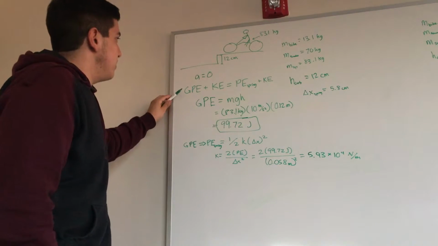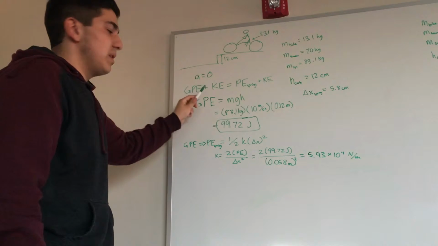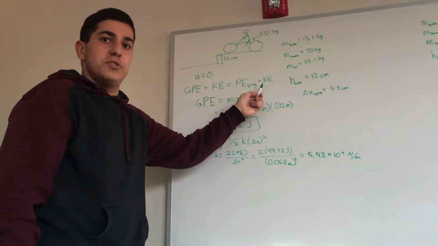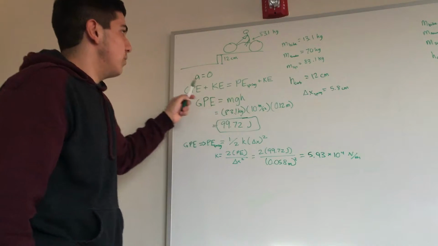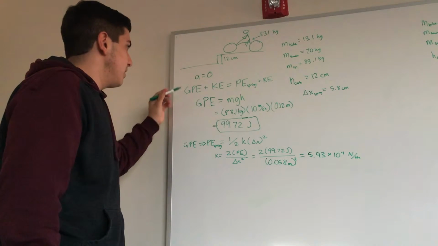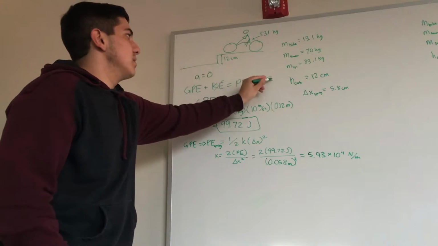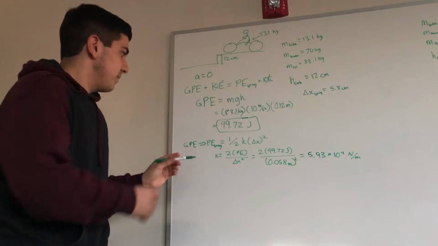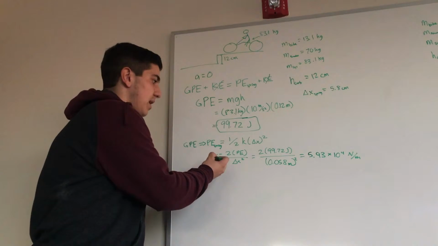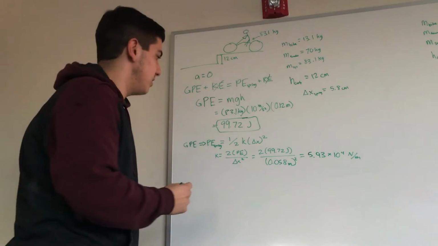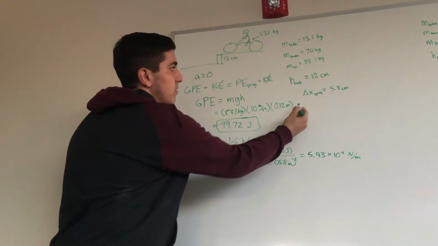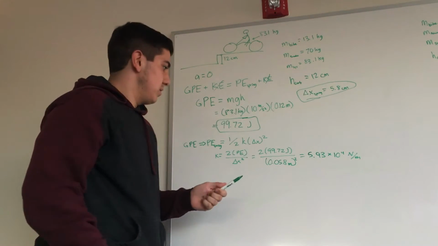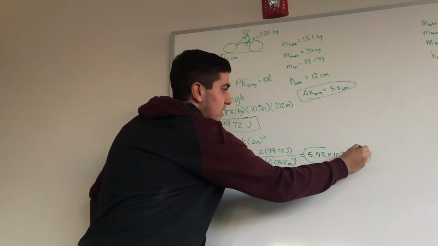Then, since we know that gravitational potential energy plus kinetic energy is equal to the potential energy of the spring plus kinetic energy, because energy is conserved, and we also know that we're not accelerating, we can cancel out the kinetic energies and set the potential energies equal to each other, which we've done here. Now, we just plug our values into the potential energy of the spring equation. We found the delta x of the spring by measuring the distance traveled by the string, and here we find the K constant.